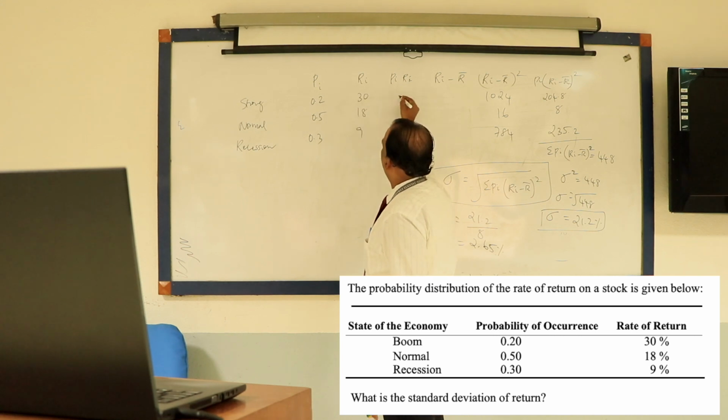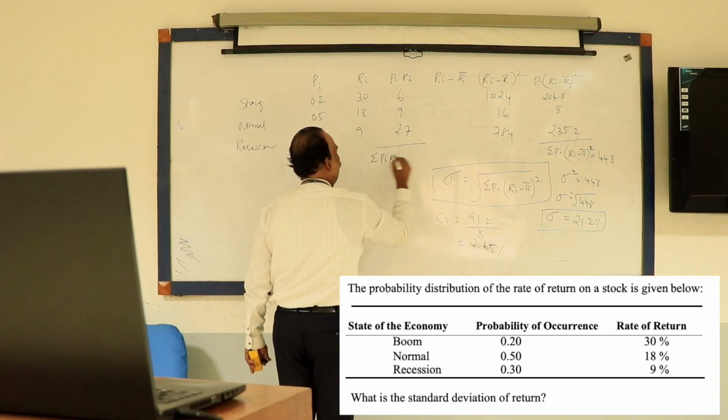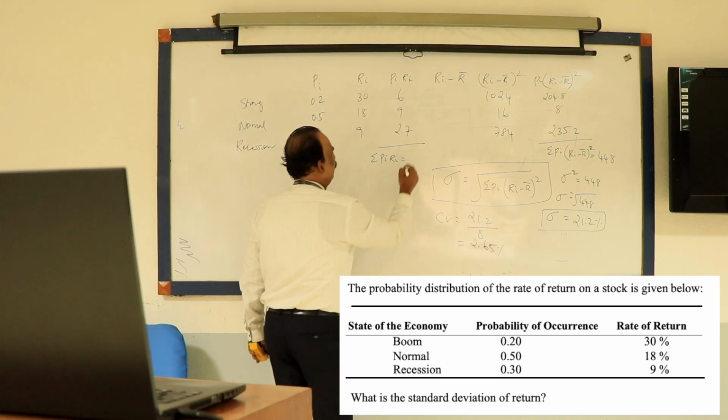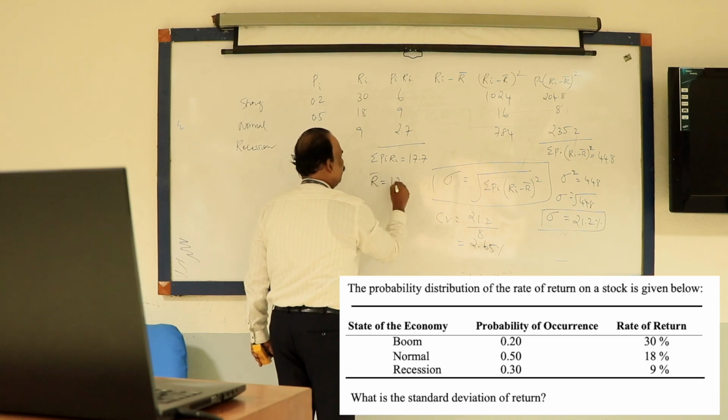30 into 0.2 is 6. 18 into 0.5 is 9. 9 into 0.3 is 2.7. Add it, sigma pi Ri. That is 6 plus 9 plus 2.7, which is 17.7. So R bar is equal to 17.7.